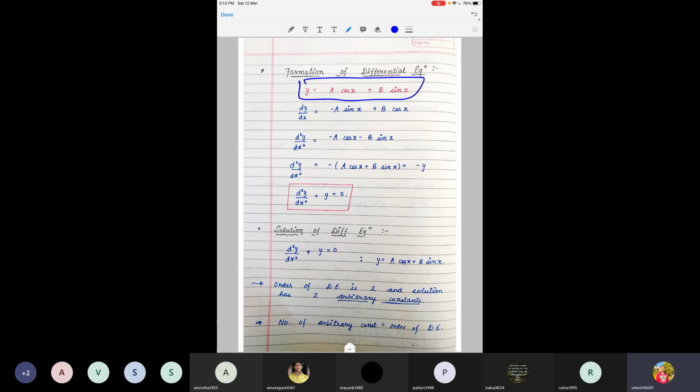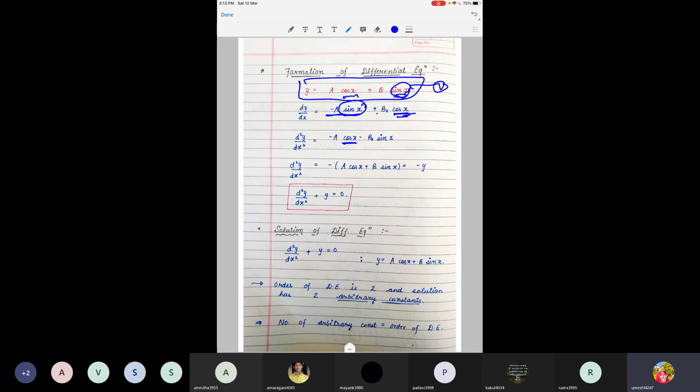Okay, so if we take derivative of this first equation, like y is equals to a cos x plus b sin x, if we differentiate it with respect to x, what we will get? Like cos x ka derivative is minus sin x plus as it is, b as it is, sin x ka derivative we have got cos x. If we differentiate it again, like minus a will be as it is, sin x का derivative is cos x, ठीक है, plus b as it is, cos x का derivative is minus sin x.